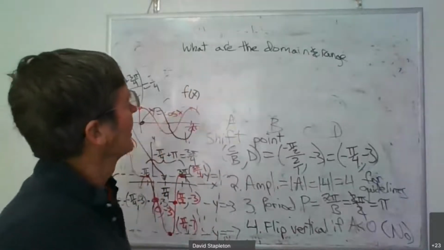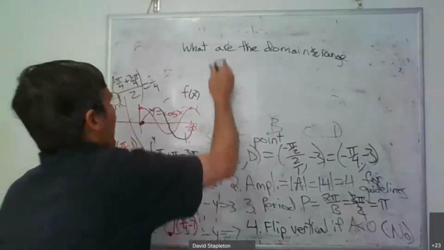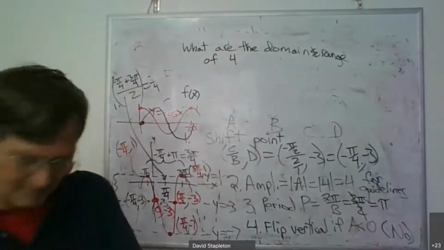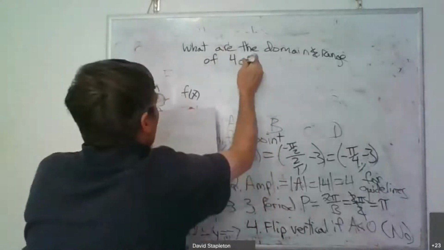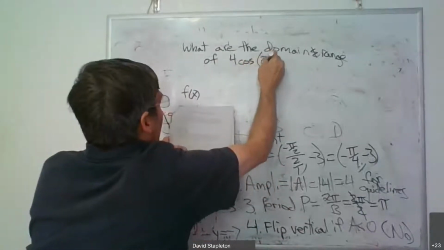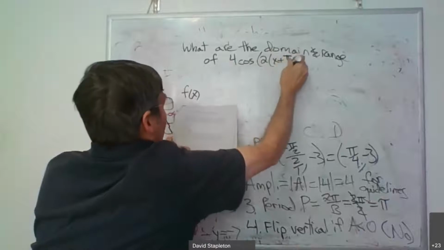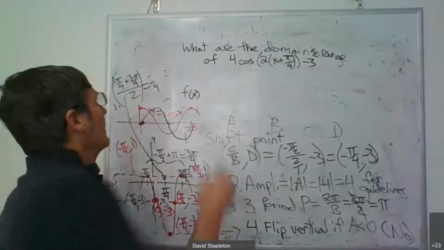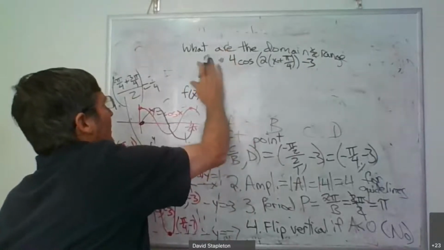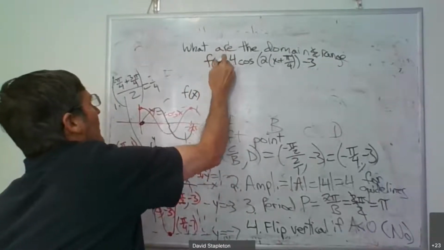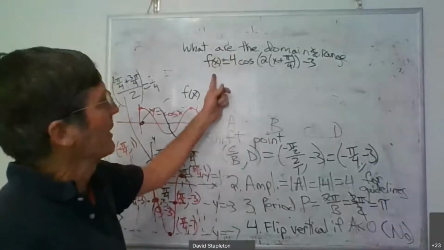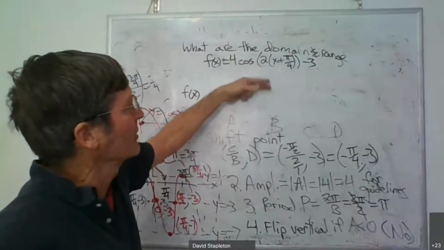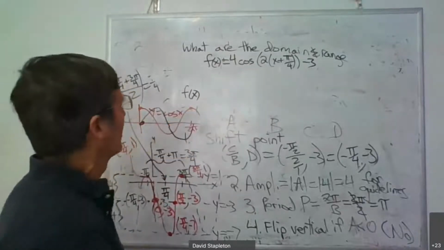What are the domain and range of this function that we just had? Maybe I should write it again. It's 4 cosine of 2 times x plus pi over 4, minus 3. Right, that was the original problem. f of x or y equals that. The domain and range of a function from algebra: the domain is all x you can put in, and the range is all y that come out, all possible y.